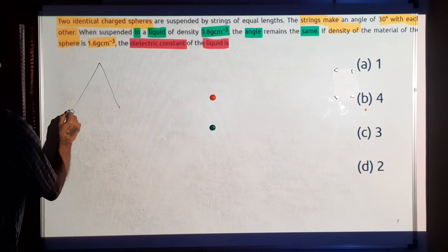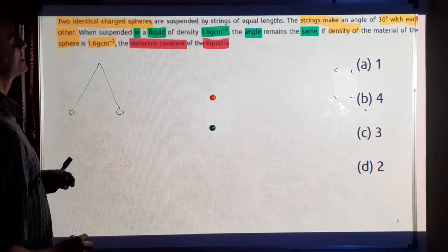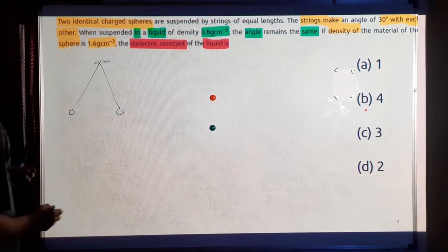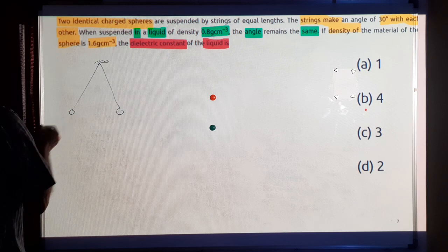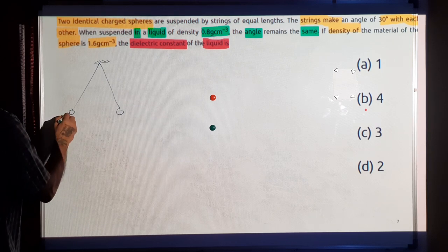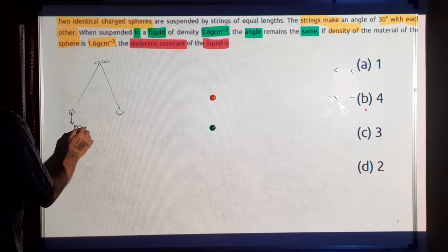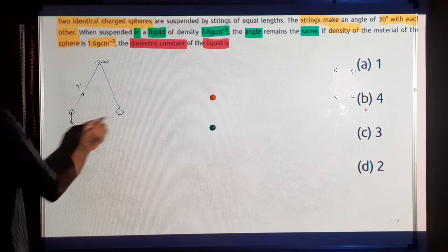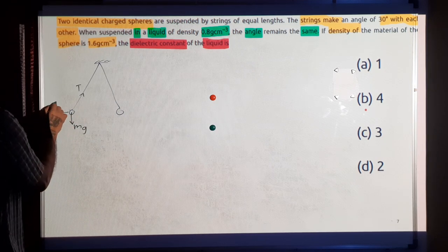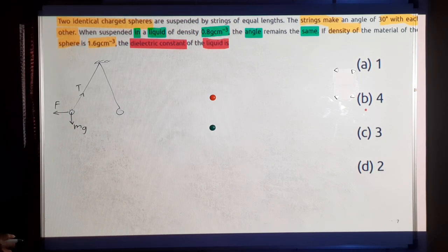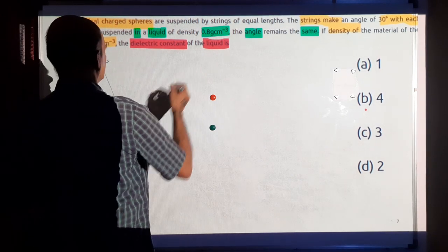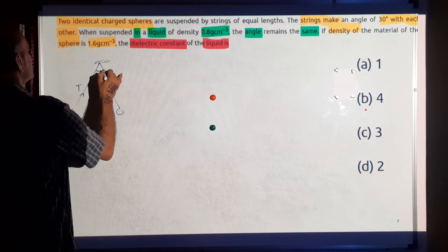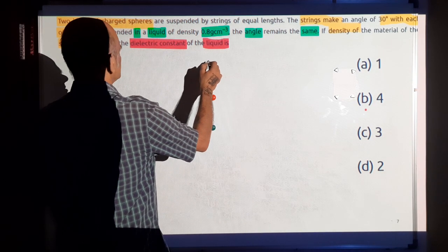So there are two charges attached to strings, and there is a fixed support here. The force acting on this charge is its weight mg downwards, and the tension of the string. Two identical charges, so there will be a repulsive force. In the second case, the same thing is immersed in a liquid, but the angle remains the same. This angle is 30 degrees in the first case. In the second case, also the same 30 degrees.